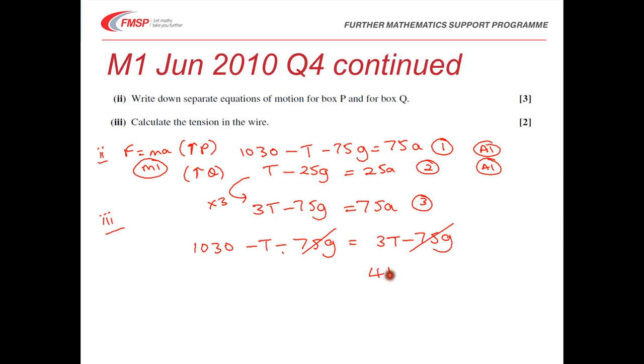So I'll have 4T equals 1,030. T therefore works out to be 257.5 newtons. There's various ways to solve those simultaneous equations, so whichever way you're most comfortable with. So there's a method mark for solving simultaneous equations or showing that that was your intention, and an accuracy mark for getting the correct answer.